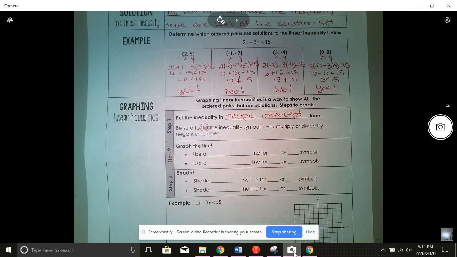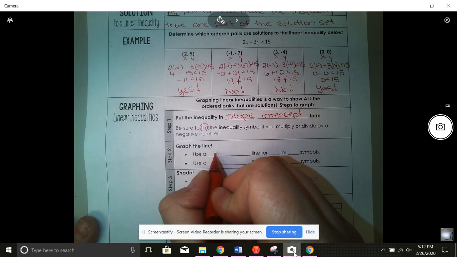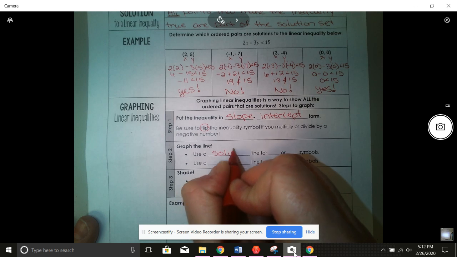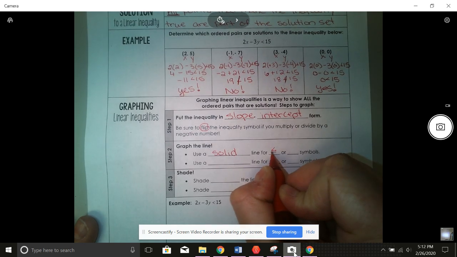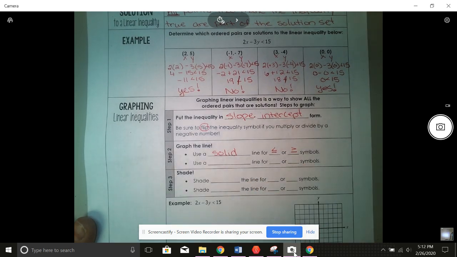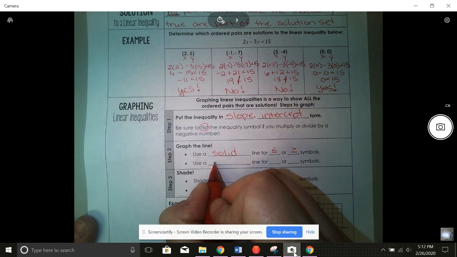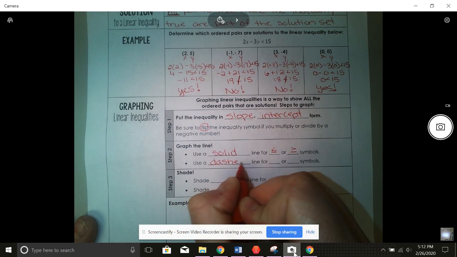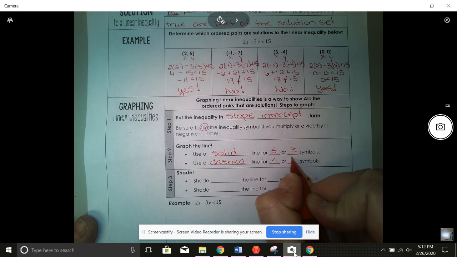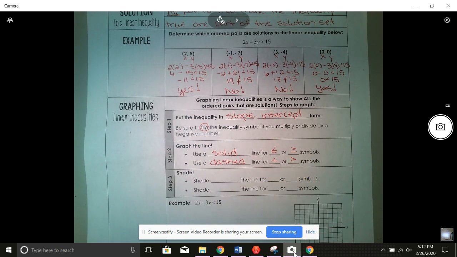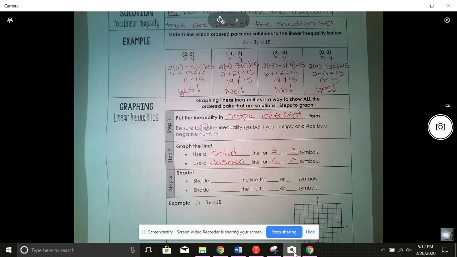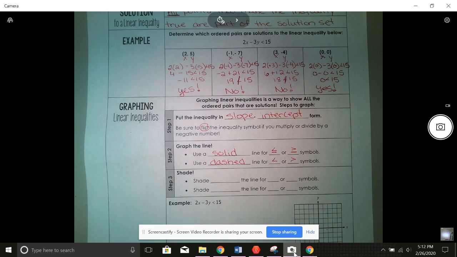Now, instead of just graphing lines, we're going to have a specific type of line. We're going to use a solid line, as usual, if there is some kind of equal involved. We are going to use a dashed line if there is no equal involved, just a less than or a greater than. Solid is going to represent equality. All the numbers on that line are part of the solution set, whereas the dashed line represents an inequality, so the numbers on that line are not part of the solution set.